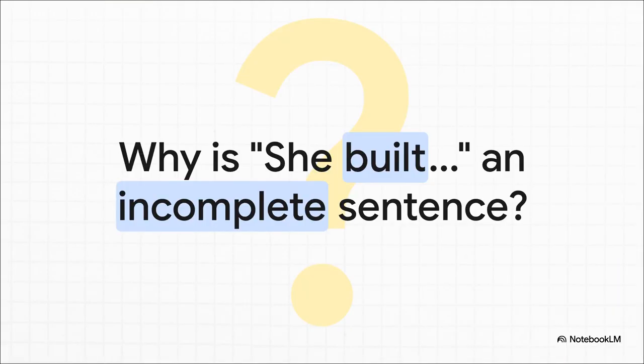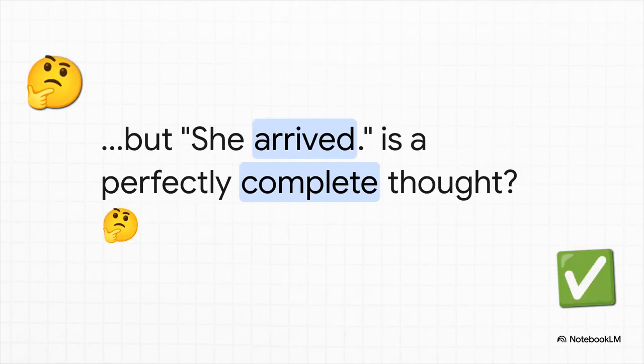Okay, so let's start with a really simple question. If you hear someone say, "she built," your brain kind of short circuits, right? It's screaming, "built what?" That thought is just incomplete. It's hanging in the air. Okay, but now, what about this one? She arrived. That's it. Two words, but it feels finished, totally complete. Nothing seems to be missing. So what is going on here?